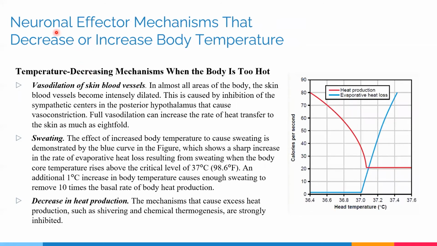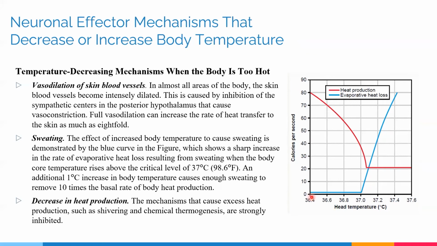Next, we look into the neuronal effector mechanisms that decrease or increase body temperature. Here we have a schematic to show how exactly heat production and evaporative heat loss, thus heat production and heat loss of the body occur in reference to various temperatures. The plot is calories per second lost or gained versus the temperature of the head in degrees Celsius.